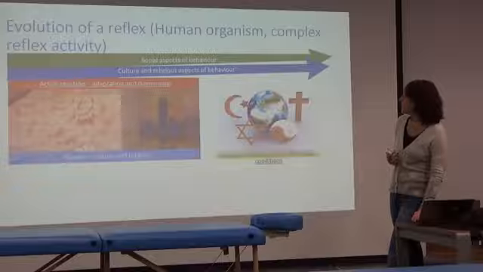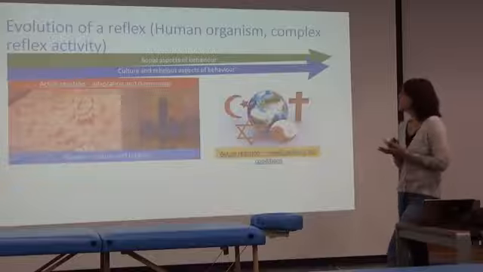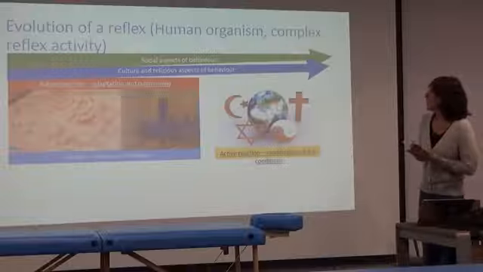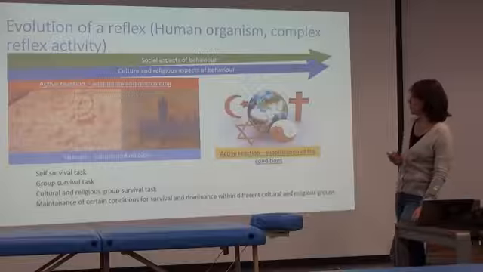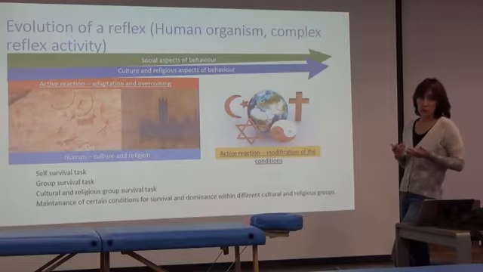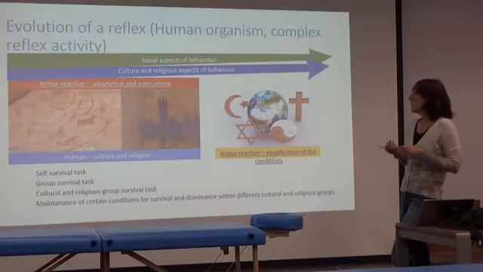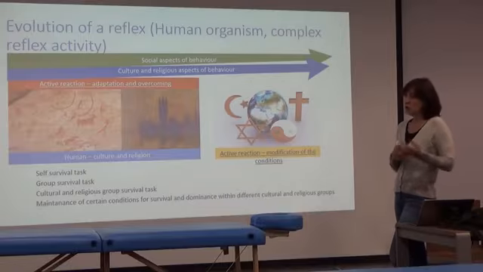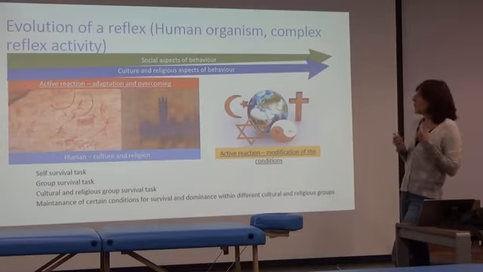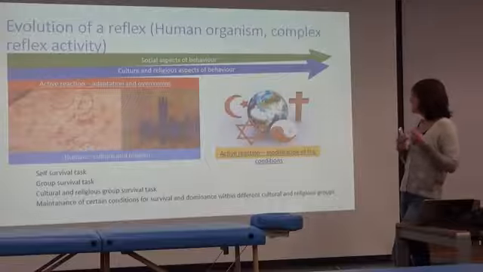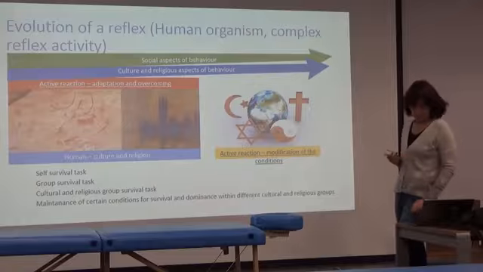And then, of course, we've got very complex cultural and religious aspects of behavior, and we need to adapt and overcome all the time. So we've got self-survival tasks. We're supposed to think about group survival tasks. We're supposed to think about cultural and religious group survival tasks, and we're supposed to think about maintenance of certain conditions for survival and dominance within different cultural or religious groups.